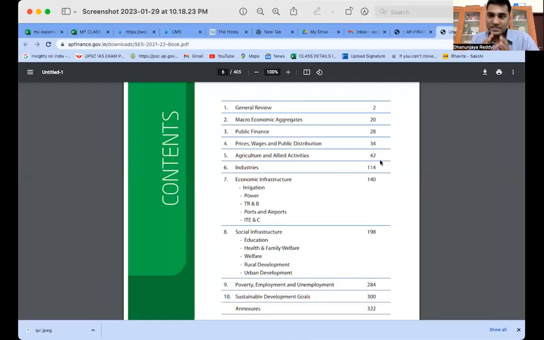So this is the thing that I wanted to show. This is the socio-economic survey. There are 10 chapters in the socio-economic survey: first, second, third, fourth, fifth. This is the 2021-22 economic survey. This is the latest survey that you have as far as APPSC is concerned.